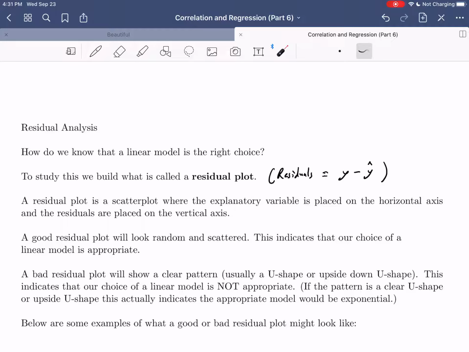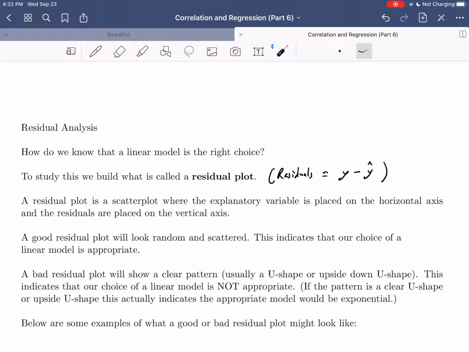The thing that most likely is causing that pattern is that there's actually a different form for the pattern rather than linear. So for us, if we see a pattern in the residual plot, either a U-shape or an upside-down U-shape, then this indicates that we shouldn't have chosen a linear model. The appropriate model would have been exponential. Again, in our class, we're not going to learn how to build that exponential model, but we want to be aware that choosing a linear model doesn't guarantee that it's the right choice. So if we see this U-shape or upside-down U-shape in our residual plot, we know that we chose the wrong type of model for the data, and that's as much as we can say for this course.